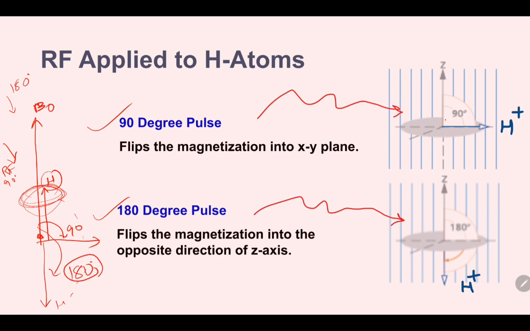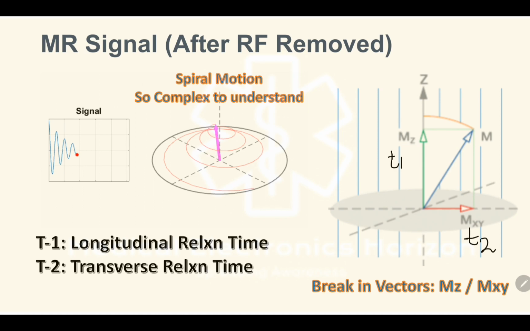So I have tried to explain in this slide. You can see here, with 90 degree RF, hydrogen is here, from here it reached here, and with 180 degree RF, from here it reached here. Now another slide is the MR signal.